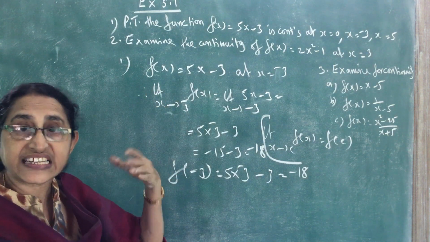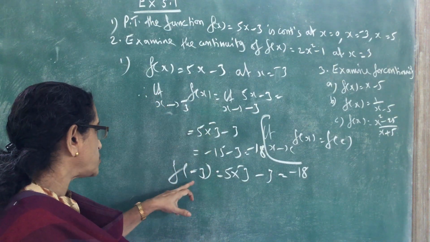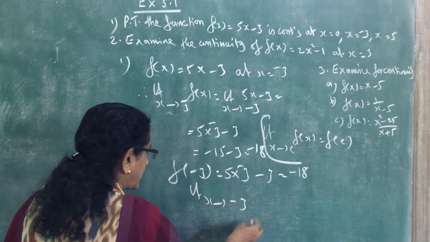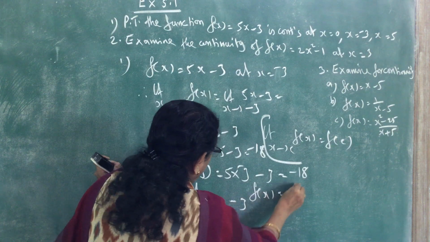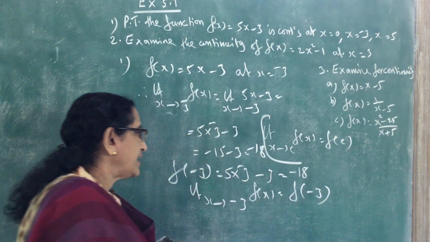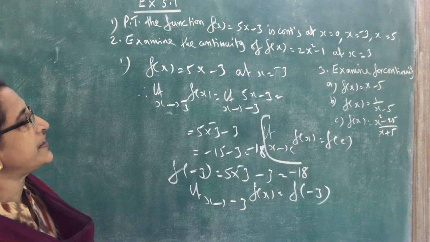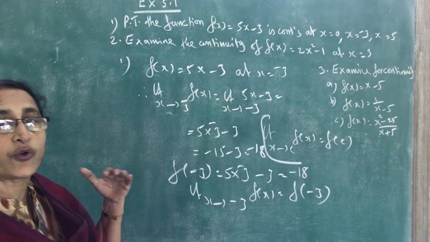As x tends to negative 3, f of x equals f of negative 3. So limit x tends to negative 3, f of x is equal to f of negative 3. Therefore, f is continuous at x equal to minus 3. Similarly, we can check the continuity at x equal to 5.